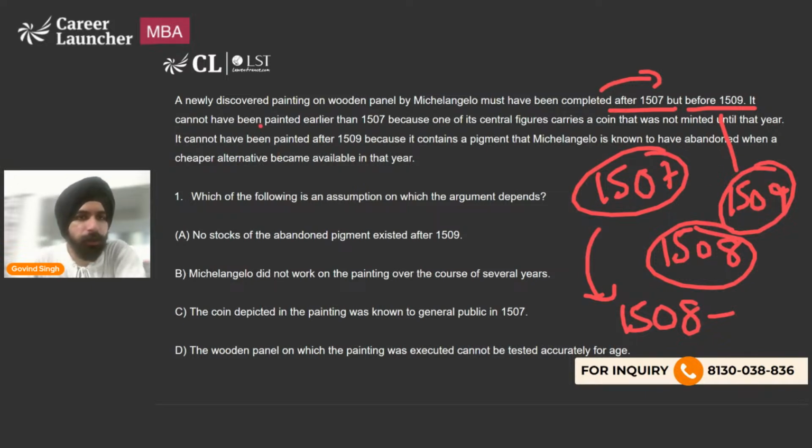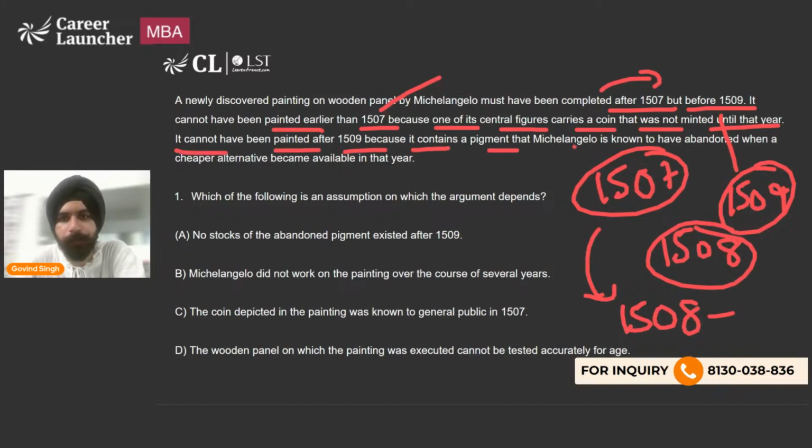It cannot have been painted earlier than 1507 because one of its central figures carries a coin that was not minted until that year. So we have the reason of why not before 1507. It cannot have been painted after 1509 because it contains a pigment that Michelangelo is known to have abandoned when a cheaper alternative became available in that year. So he left using that particular pigment in this year. That means the painting was painted before 1509 and after 1507.